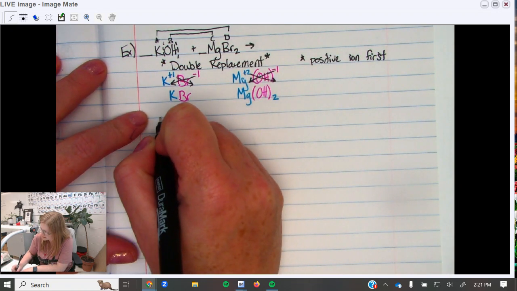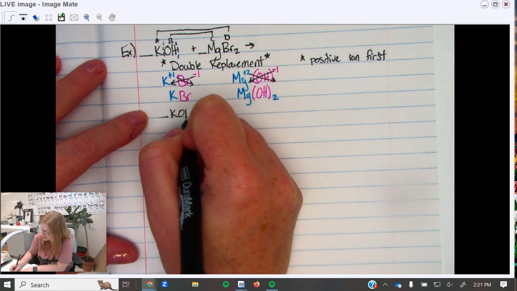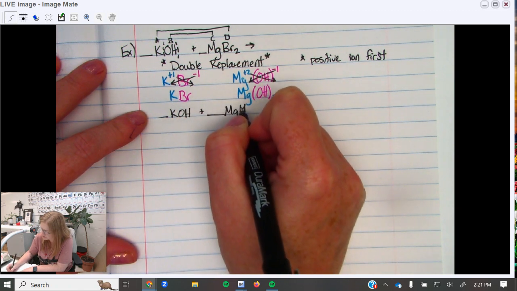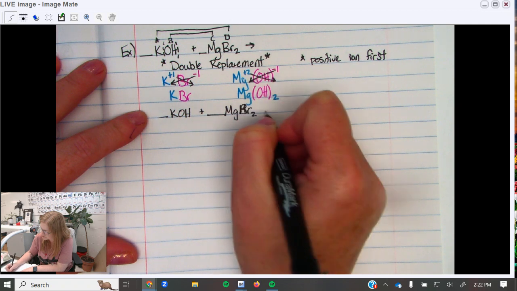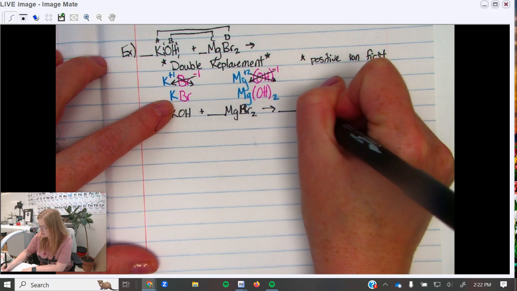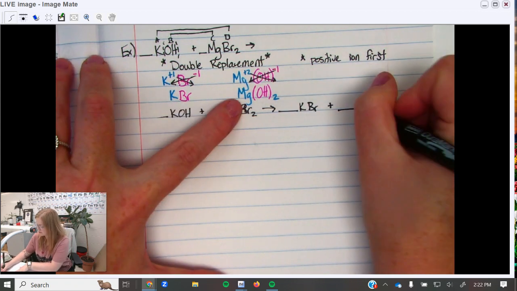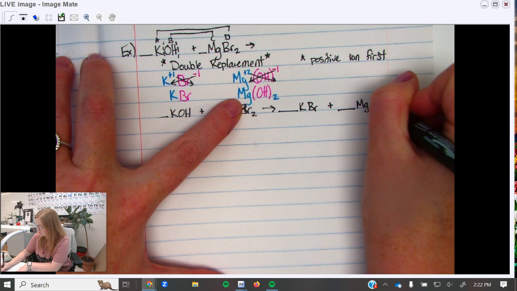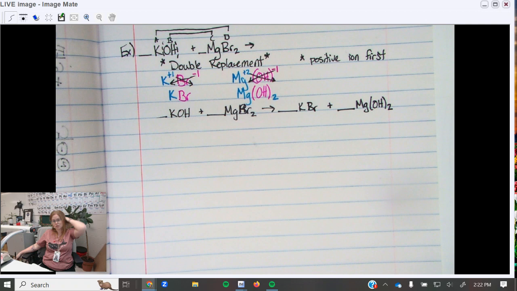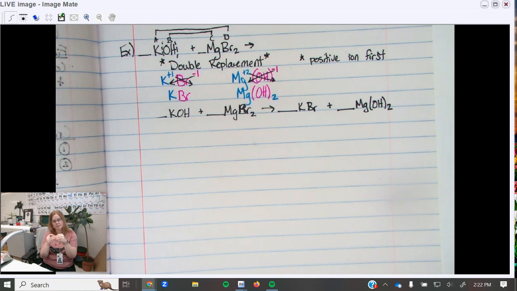So let's do KOH plus, this is my original equation, the original reactants, MgBr2 yields. Now I'm going to put my new products. KBr plus Mg(OH)2. Okay, I'm so close to being done. I have classified this as a double replacement. I have swapped and dropped and predicted my products, and now I need to balance it.